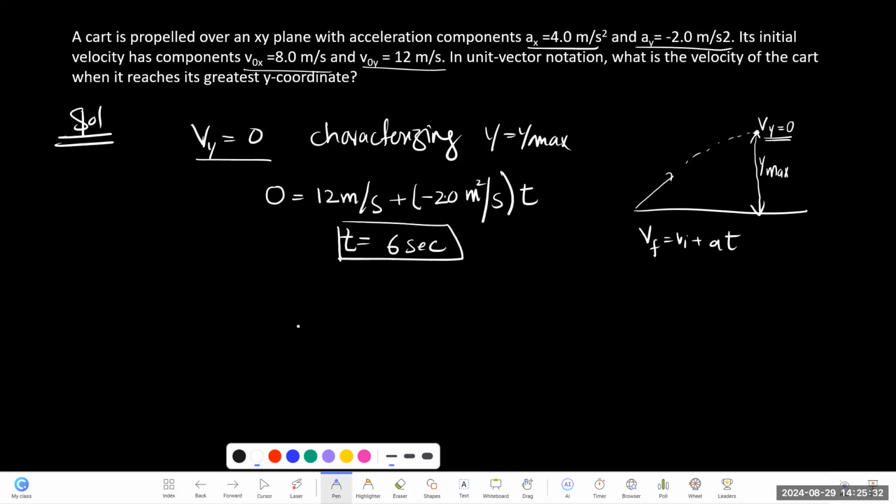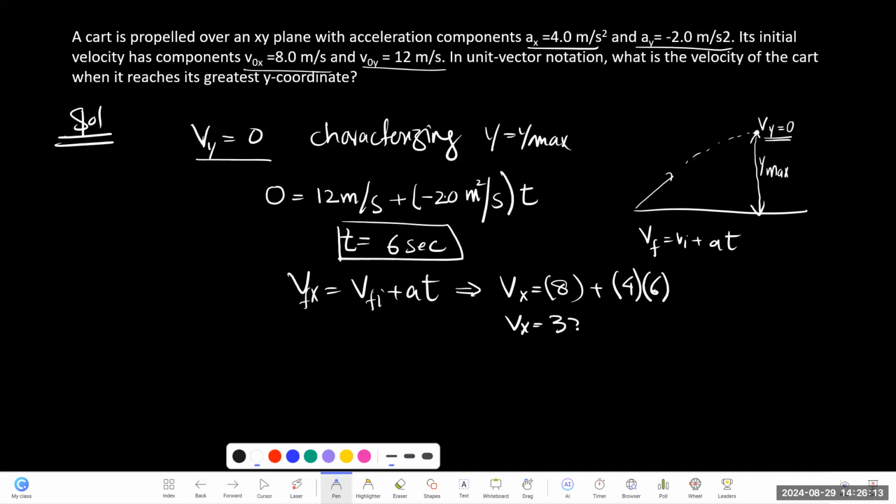Now I need to find the velocity in x. Vx uses the same equation: vfx equals vix plus a t. That's better written in this form. So Vx equals 8, which is given, plus 4, which is given, times t, and t we already calculated is 6. When you solve this, Vx equals 32 meter per second.